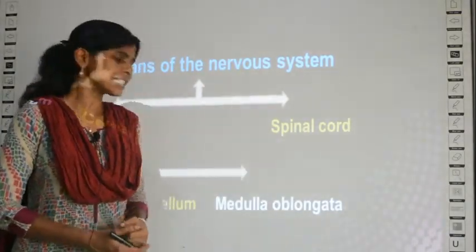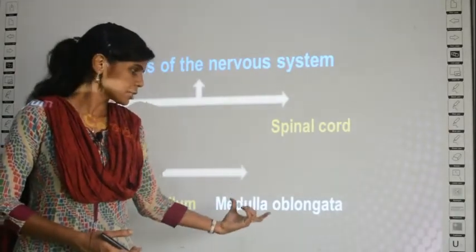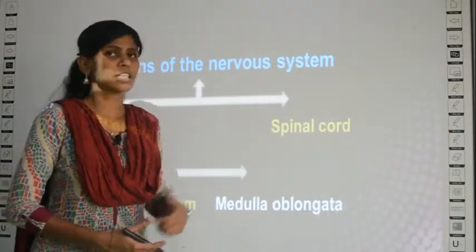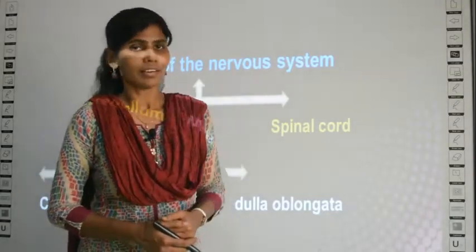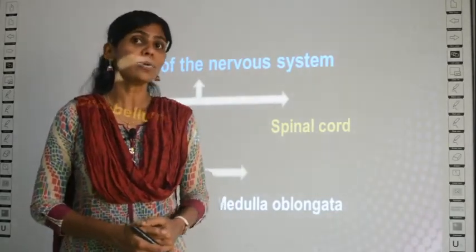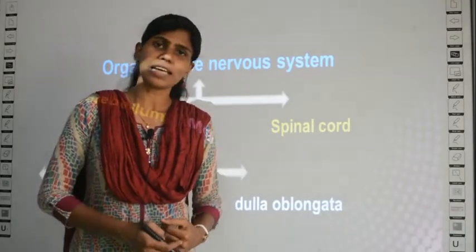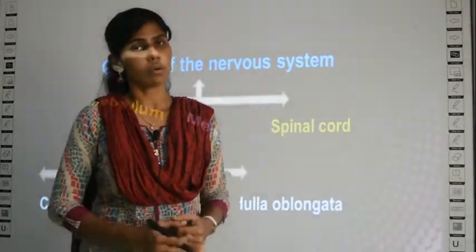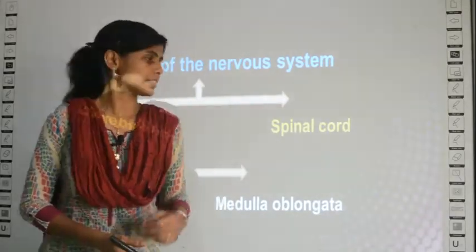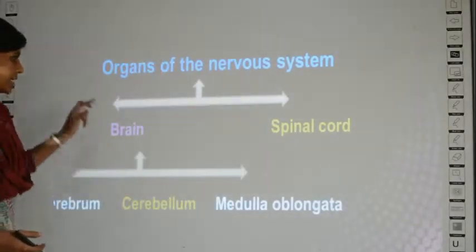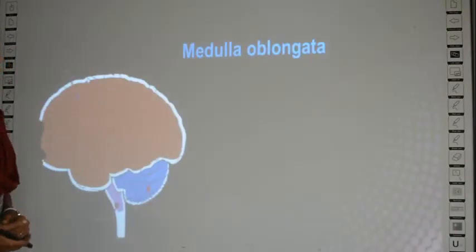So in this class I will complete the topics medulla oblongata and spinal cord and then go into the topic called reflex actions. We will study about the term reflex actions in detail. The process, what all happens in reflex actions, we will be learning in detail in this class. So let's start with medulla oblongata.